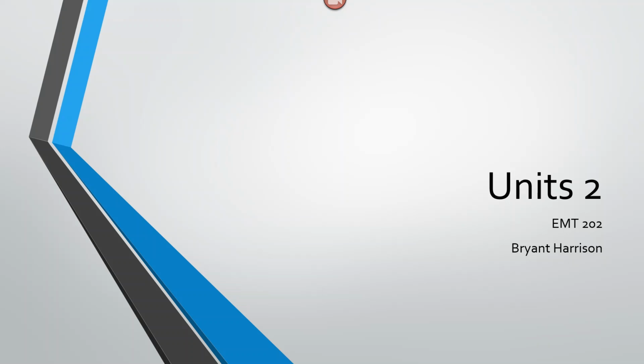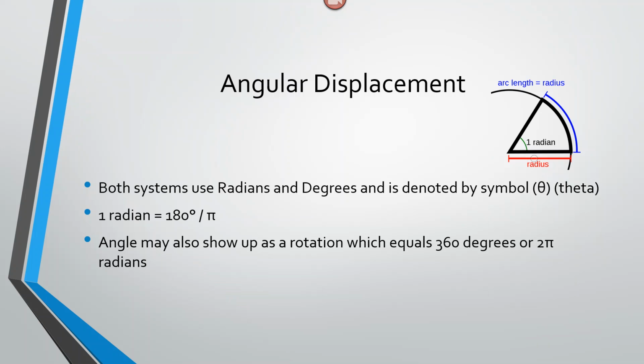Okay, so welcome to part 2 of Units. Let's get into it. We've been talking about linear displacement. Today we need to talk about angular displacement, which is basically just the angle that is made.